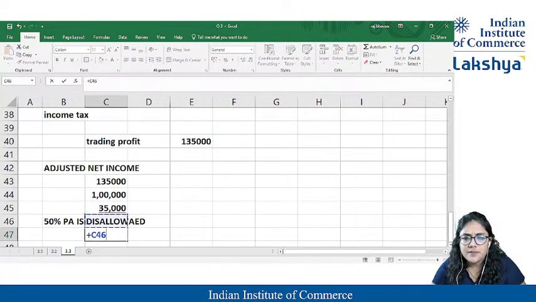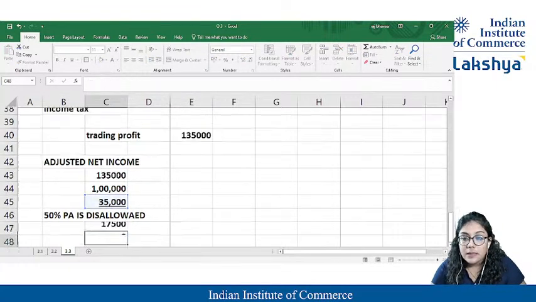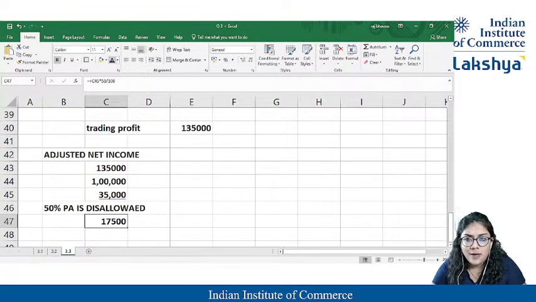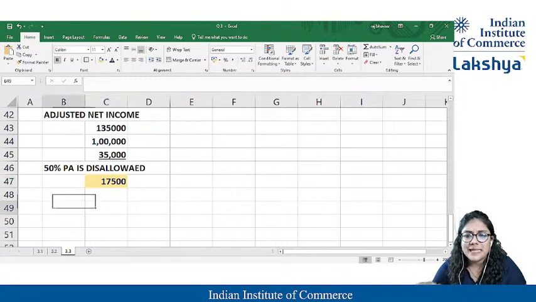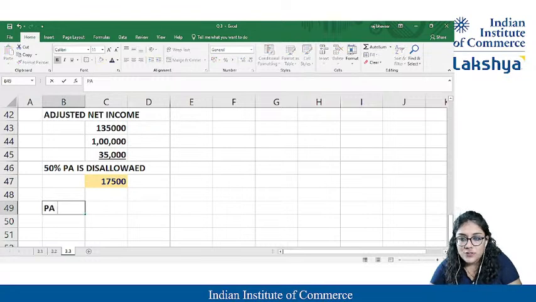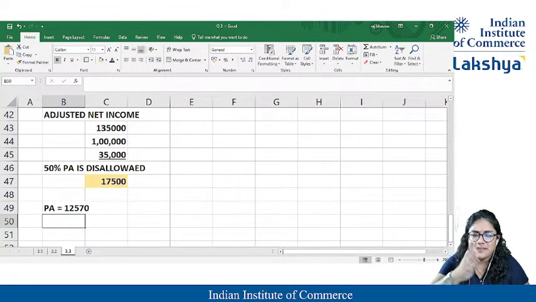So what is the 50% which is disallowed, students? If 17,500 is disallowed, how much will be allowed? Ma'am, you are getting a max PA of just 12,570, and you are obviously disallowing 17,500.